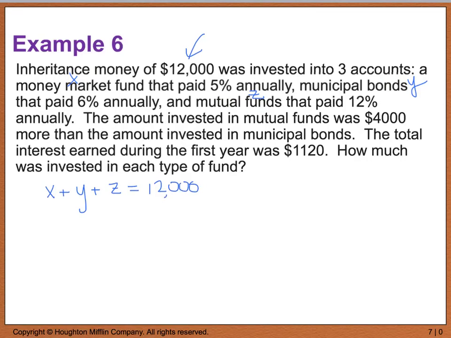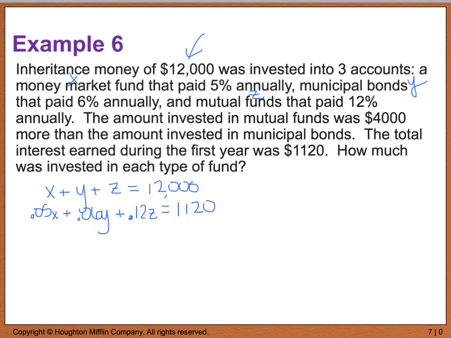Then you are given a total interest of $1,120. To come up with the interest, you have to multiply the amounts invested by each interest rate. So you had a 5% rate, or 0.05x, plus a 6% rate, or 0.06, invested at y, plus 12%, or 0.12, invested at z, and when you add all those together, you should get $1,120.